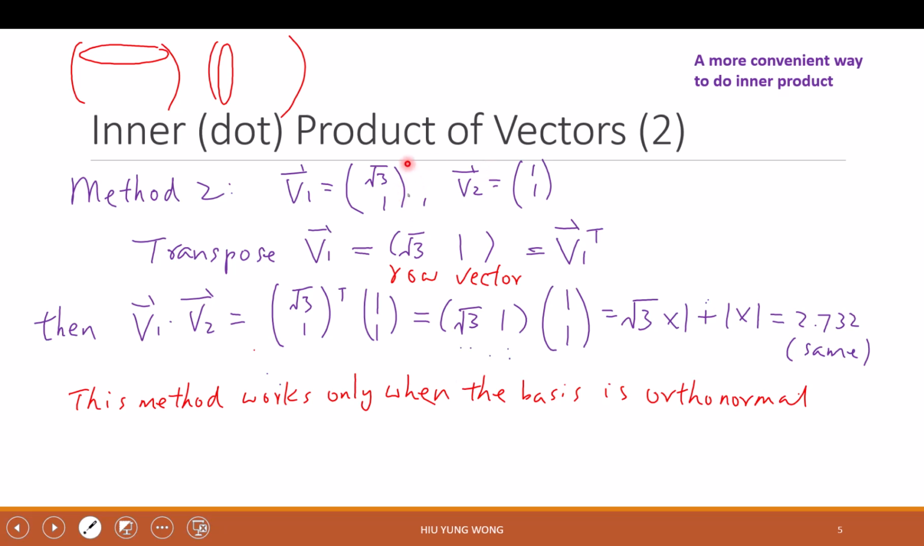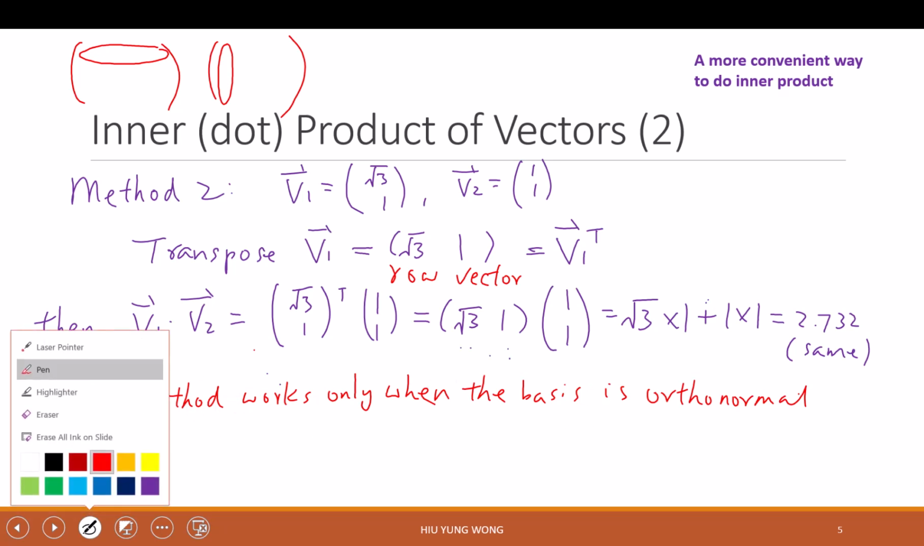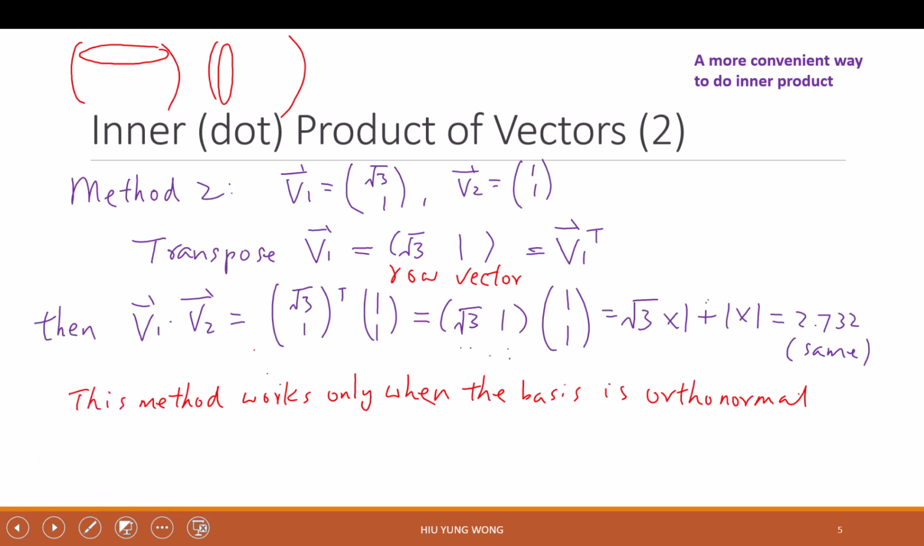So here, we just write down the component amount. We did not say what the basis vectors are. And this only works when the basis is orthonormal. What does it mean? It means that, for example, the basis are what? X hat and Y hat, right? It means X hat inner product with X hat equals 1. Y hat inner product with Y hat equals 1. But X hat inner product with Y hat equals 0.